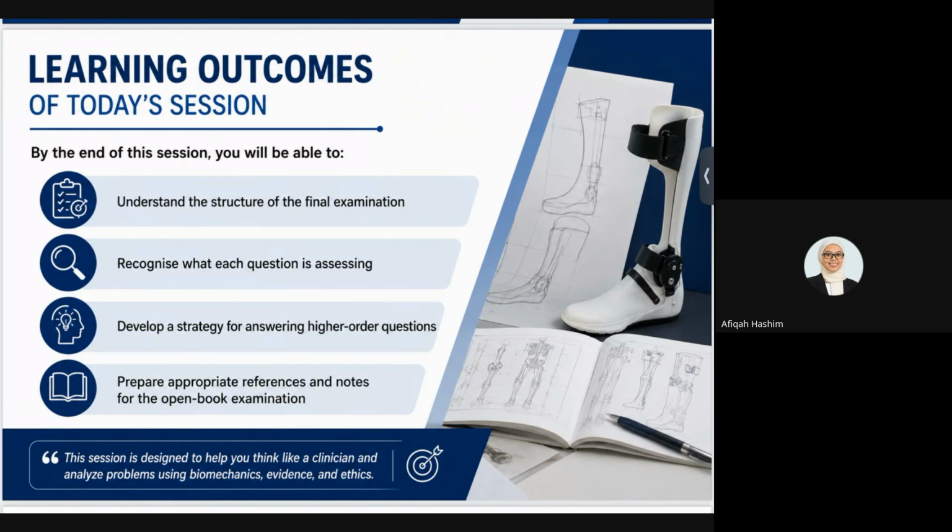And finally, since this is an open book exam, I'll also give you some tips on preparing your notes. It's not about bringing as many notes as possible. It's about bringing the right notes and organizing them well so that you can easily find information quickly during the exam. All right.